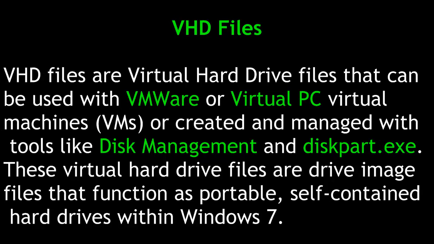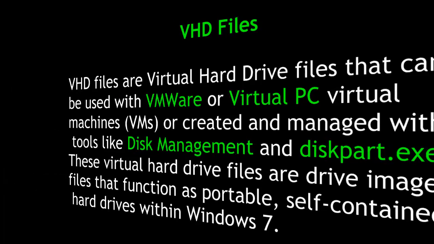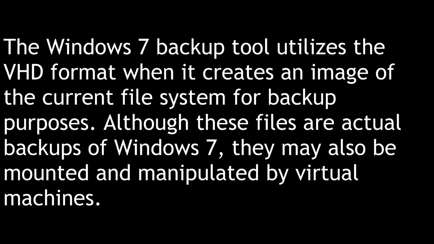In addition to all these aspects of partition styles and file systems, Windows 7 supports VHD files. VHD files are virtual hard drive files that can be used with products like VMware or Virtual PC virtual machines, or VMs, or created and managed with tools like Disk Management and diskpart.exe. These virtual hard drive files are drive image files that function as portable, self-contained hard drives within Windows 7. The Windows 7 backup tool utilizes the VHD format when it creates an image of the current file system for backup purposes. Although these files are actual backups of Windows 7, they may also be mounted and manipulated by virtual machines.